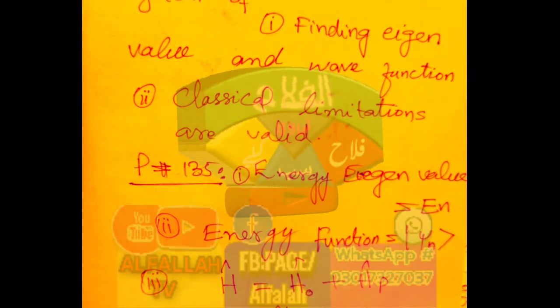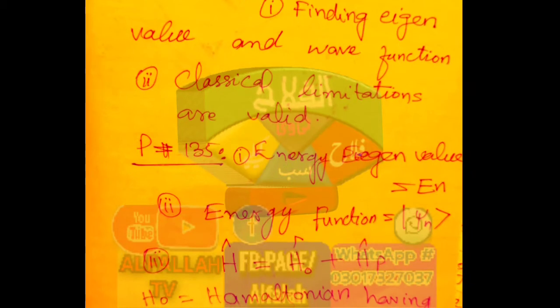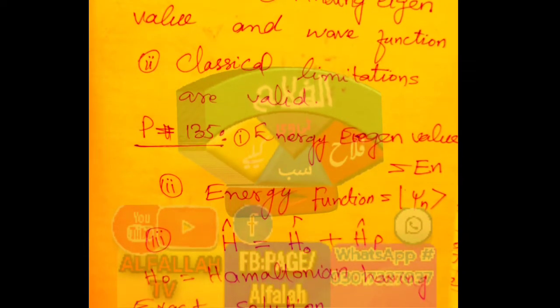Point number 135, energy eigenvalue is equal to E n and energy function is equal to psi n. Number 3, H is equal to H naught plus H hat P, where H naught is the Hamiltonian having an exact solution. Point number 136, incident flux F i is given by h cut over m times psi 1 star d by dx psi 1, where psi 1 is equal to A e to the power i alpha x.